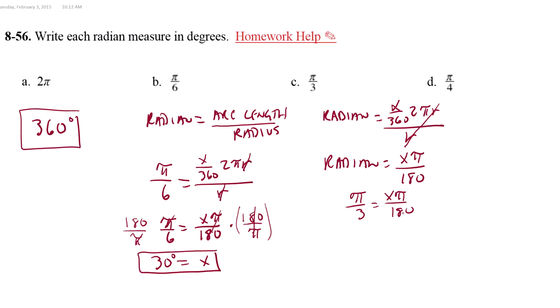We can cross multiply. There's a few different ways to do this, but cross multiply is another way to do this. 180 pi equals 3 pi times x, and then you divide by 3 pi, and then we get x. So these cancel, the pi's cancel, 3 goes into 180 60 times.